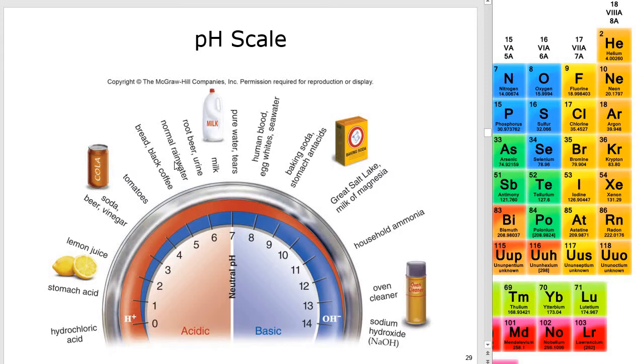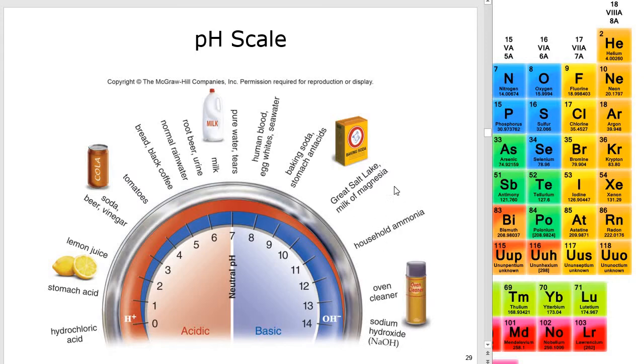We get into things like soft drinks, they're even more acidic. Black coffee and tomatoes are acidic. You get even more acidic with vinegar and lemon juice. Stomach acid, which is a type of hydrochloric acid, is clear down around 1. That means it's a very strong acid, with lots of hydrogen ions. Hydrochloric acid is even stronger. On the basic side, some things you may not be familiar with: baking soda, Great Salt Lake, milk of magnesia, household ammonia, oven cleaner, and then something called sodium hydroxide.